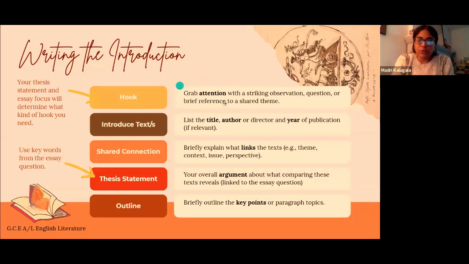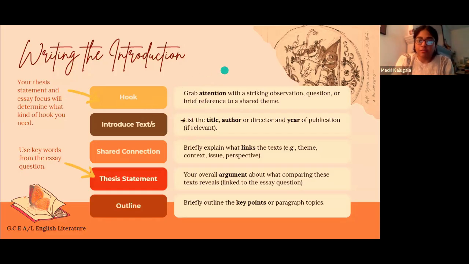So if you can do this, grabbing attention with some sort of striking observation or a question, even a question is fine. Who is it that decided that white was going to be a color of purity? And then question mark. By the time you've written that line, your reader wants to know more. They want to know, okay, what is this guy or girl trying to say? So use that hook. The hook is also going to help with your thesis statement and give focus to your essay. The focus of your essay is going to determine what kind of hook you need.